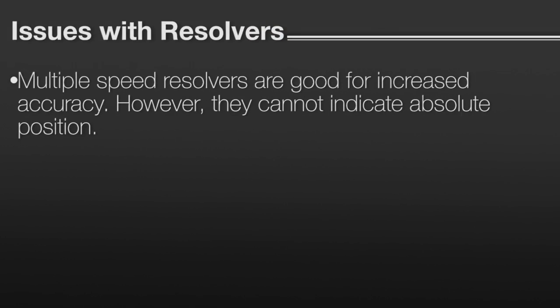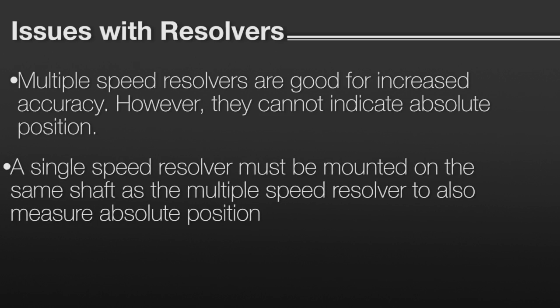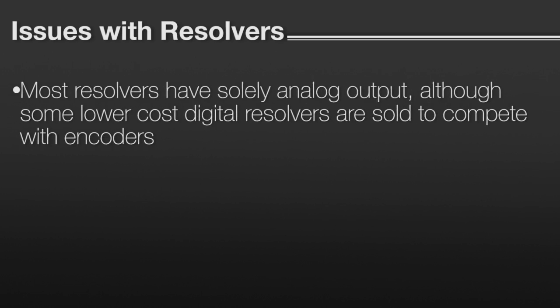And now we highlight issues with resolvers. First warning is that multiple speed resolvers do not understand absolute position. With a 4x resolver, for example, a nominal output of 10 degrees clockwise could really represent 10, 100, 190, or 280 degrees. So if you want to also know exactly which of these 4 possibilities represents your absolute position, you have to mount a single-speed resolver in series on the same shaft. Your cost just doubled.